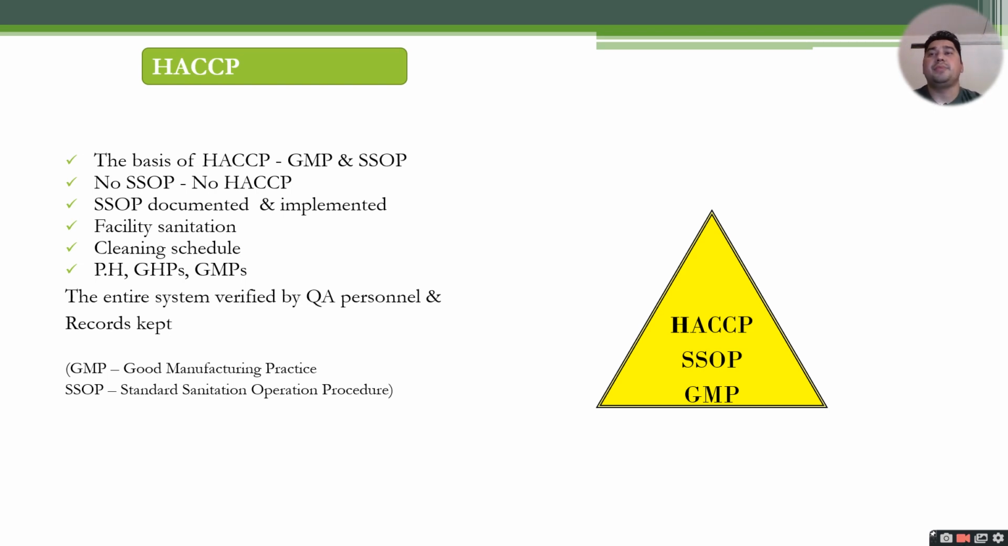Before you implement any system, before you start any food business or food production, the full system should be verified by a QA person, a quality department person who has thorough knowledge about food safety and quality. So a standard sanitization operating procedure should be there to implement HACCP.